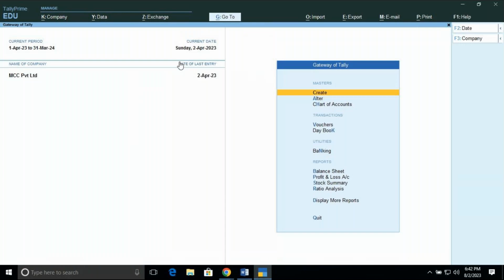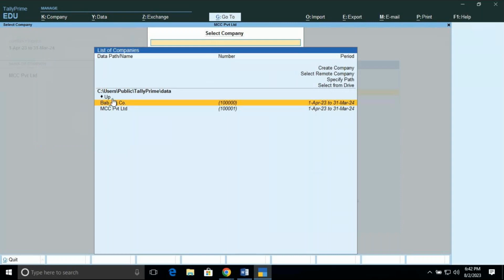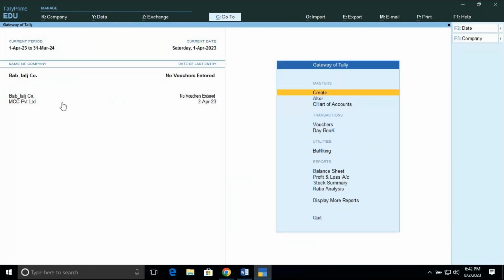Okay, see, you can open many companies. I can open 15 companies here. Whichever I select, that will come to the forefront. Okay, see, I can select one. Company select. I will also select the first one. Whichever I click, that will go to the forefront. That will be the active company. So this is the active company now.